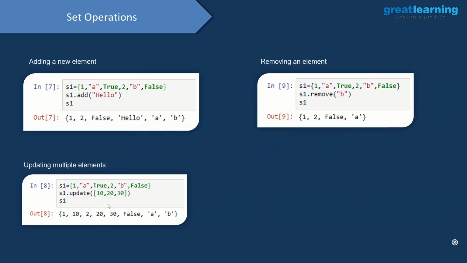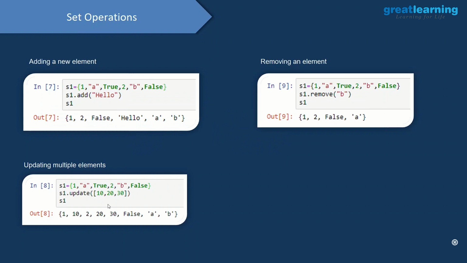Now let's see how we can add a new element to a set. All you have to do is use the add method over here. So S1.add, and I'm adding this new element, hello. Similarly, if we have to update our set with multiple elements, then we can use the update method. So I am adding this list of elements inside this. See that 10, 20, and 30 have been added. Again, the order is random because this is unindexed and unordered. If you have to remove an element, all you have to do is use the remove method and then give in the element which you want to remove.